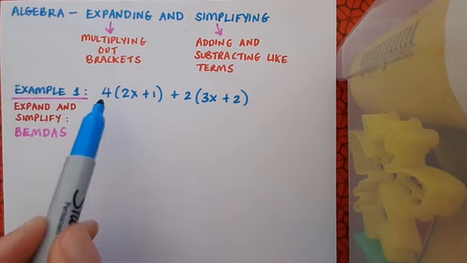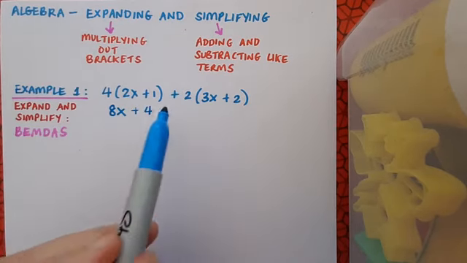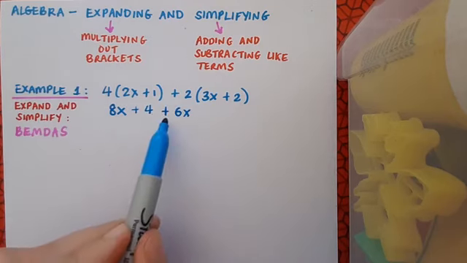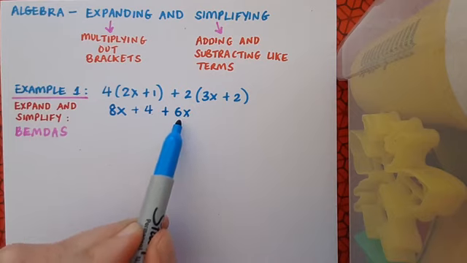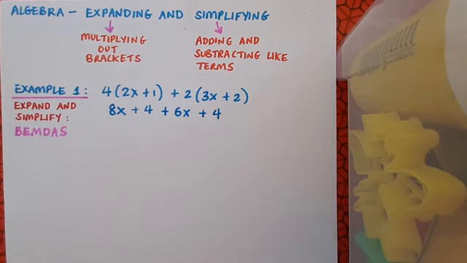So first of all, multiplying 4 by 2x is going to give me 8x, and 4 by 1 is going to give me 4. Next, I've got plus 2 by 3x. That's going to give me plus 6x. And it's very important here that I write down plus 6x, not just 6x. I need something to link it on to the rest of the expression. And then finally, plus 2 by plus 2 gives me plus 4. Notice that even at this stage, as I'm saying those multiplications, I'm taking note of the signs.